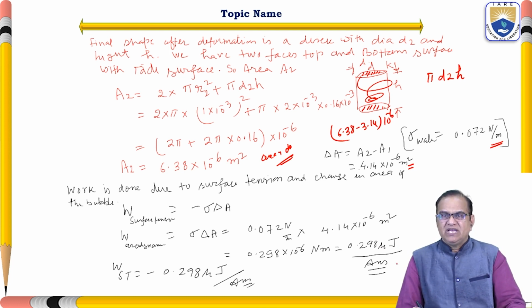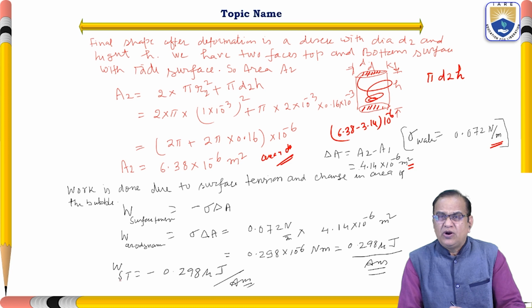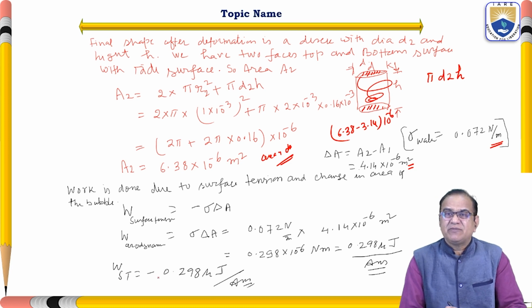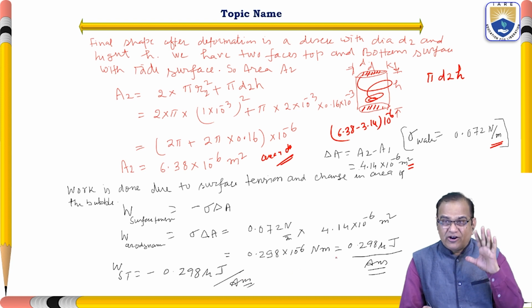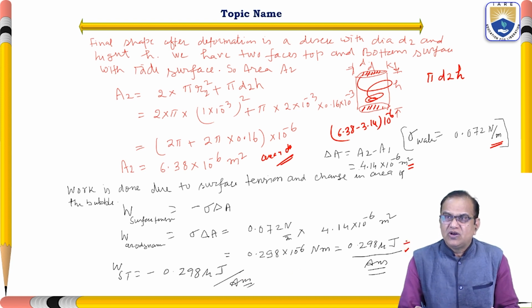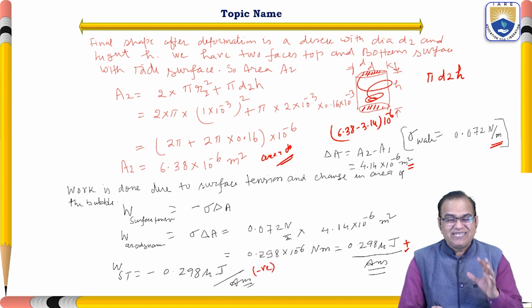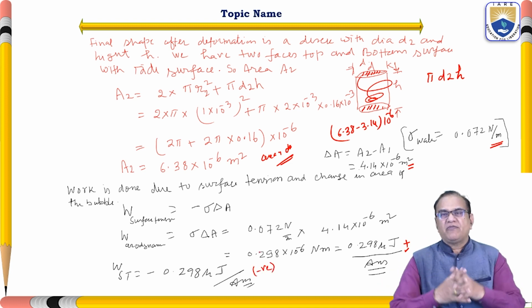So this much work is done by the aerodynamic forces, and if you talk about the surface tension, then it is minus 0.298 microjoule. So by the aerodynamic force it is positive, and by the surface tension it is negative. So that is the difference between the two types of work done.